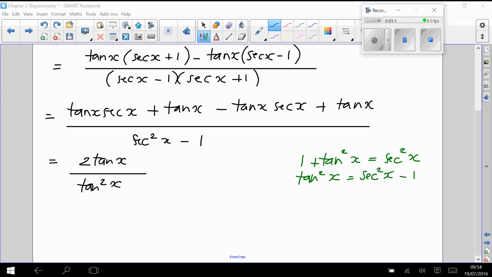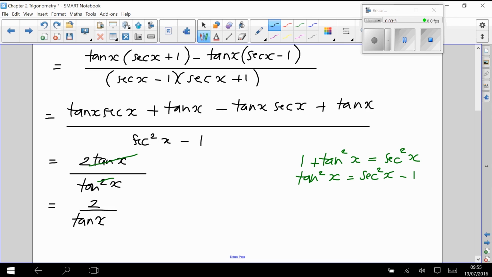And as I have only factors in my numerator and my denominator, I'm able to cancel 1 tan x ratio in the numerator with 1 tan x ratio in my denominator. In other words, I'm left with 2 all over tan x.